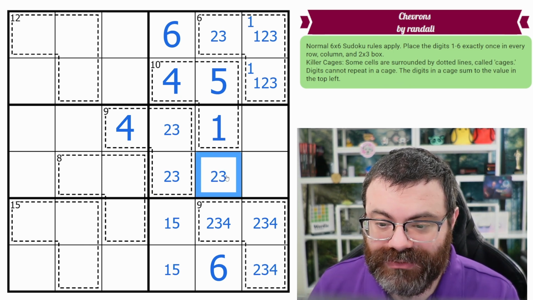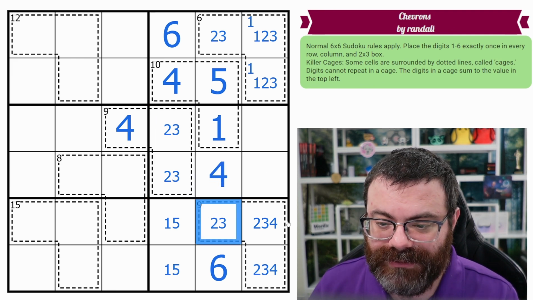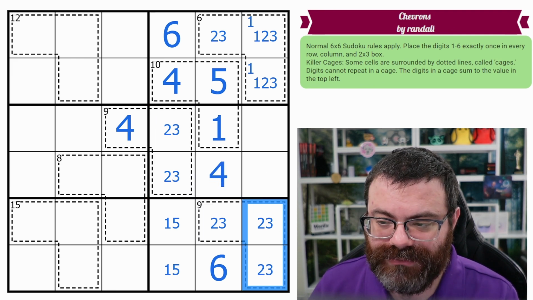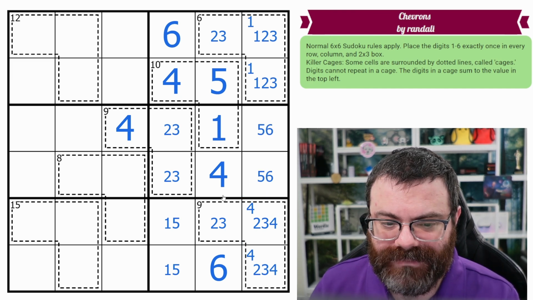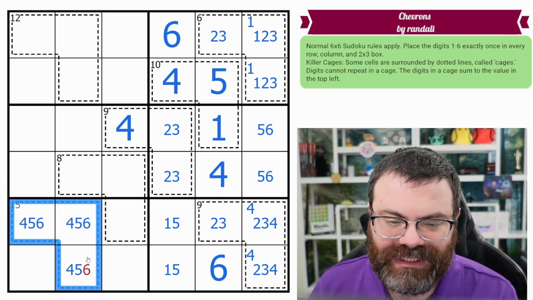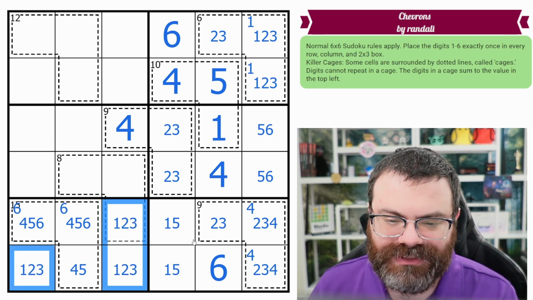This is 2, 3, 4, I guess, for the column. Oh, but it's not 2 or 3, so it's a 4. There's a 4 over here. And then this is a 5, 6 pair. All right. 15 in 3 cells is only 4, 5, 6. So there's a 6 up here. Those are the biggest numbers you can put in there, and that adds to 15. These are 1, 2, 3 then.